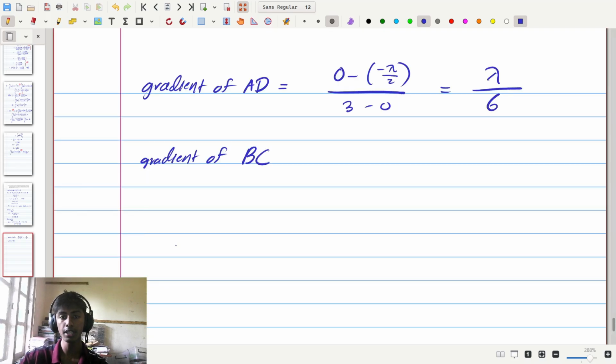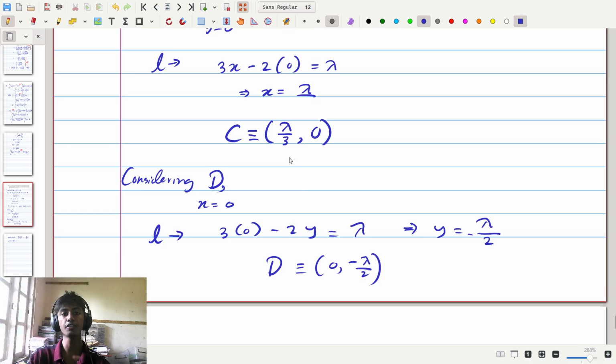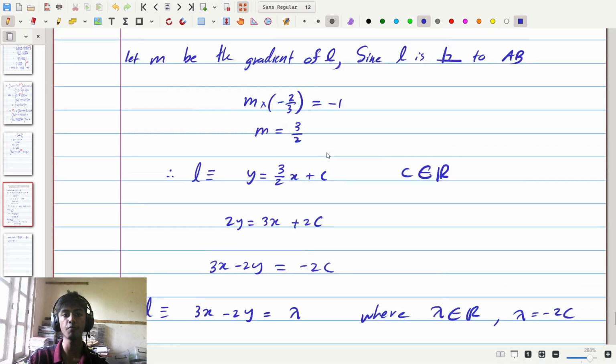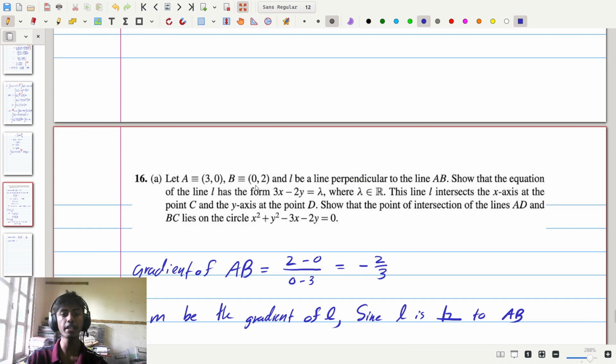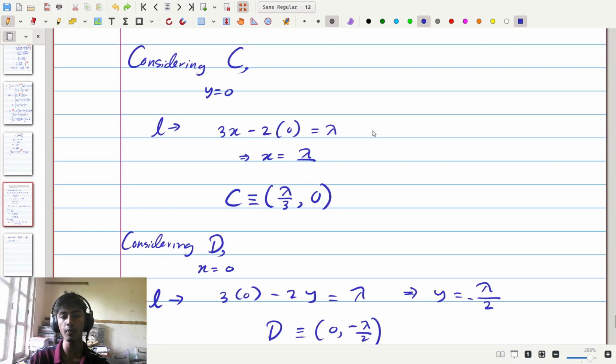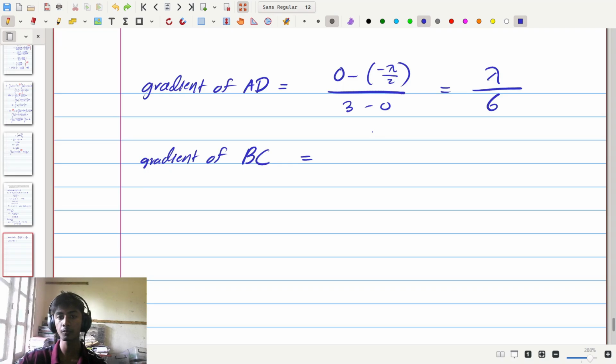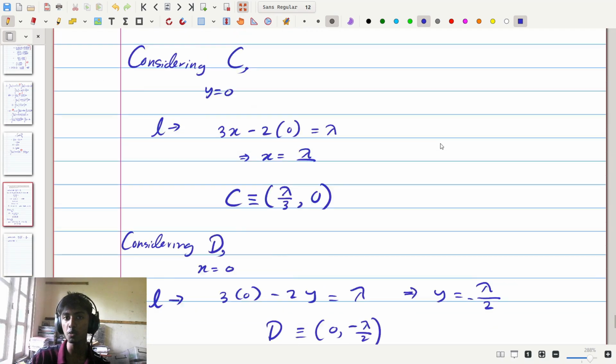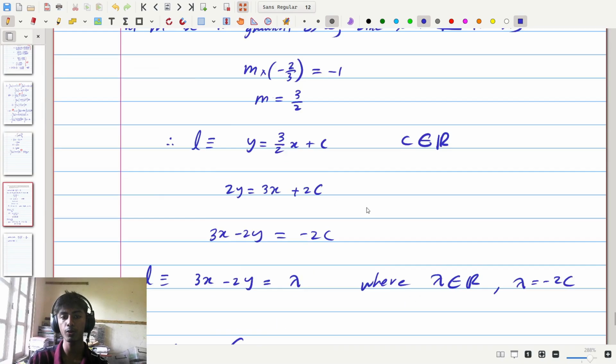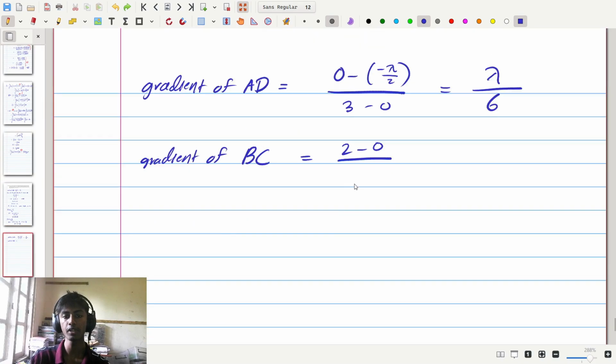Now considering BC, the coordinate of C is lambda over 3, 0, and the coordinate of B is 0, 2. So if we take this as y2 and the other value as y1, we'll get 2 minus 0 divided by x2 minus x1, which is going to be 0 minus lambda over 3. So we'll get divided by 0 minus lambda over 3. Now we can see here we have negative lambda at the bottom. If we take this 3 up, we'll have 2 times 3, so we'll have 6 divided by negative lambda, or negative 6 over lambda.